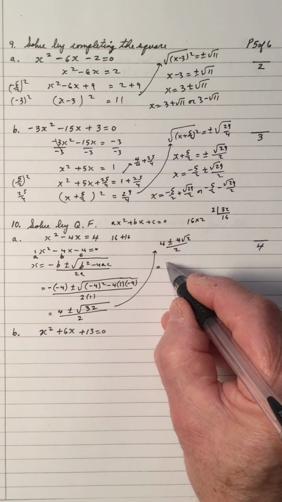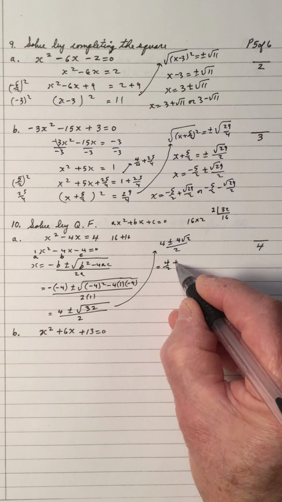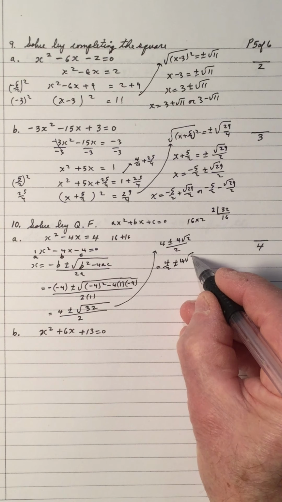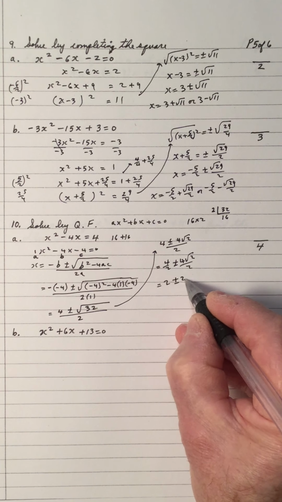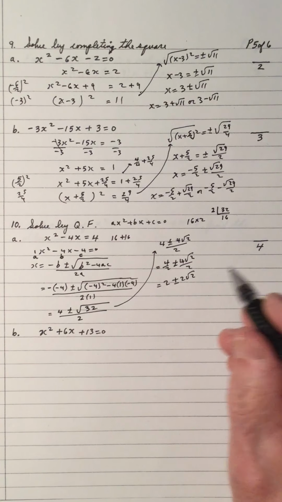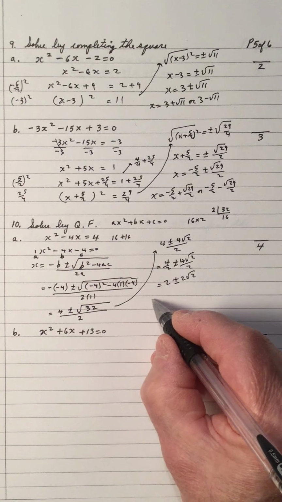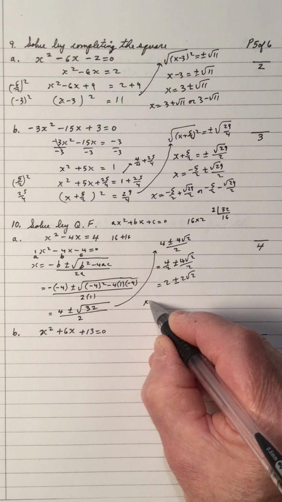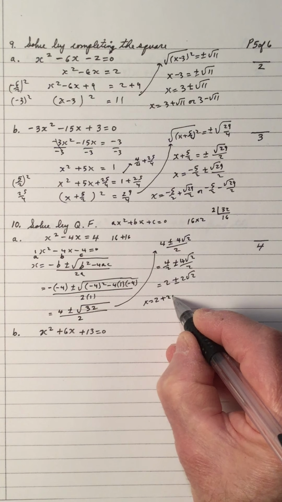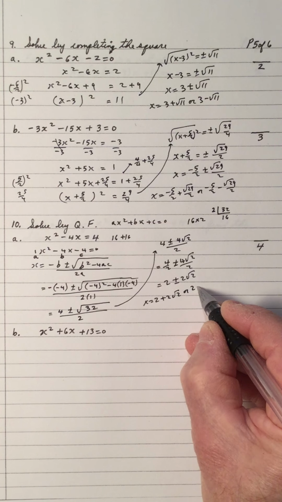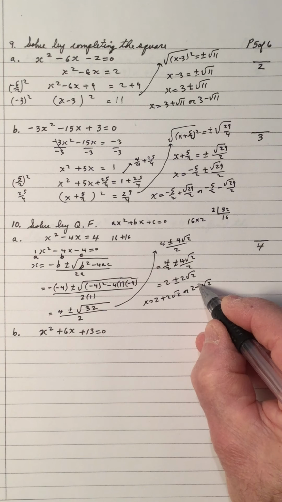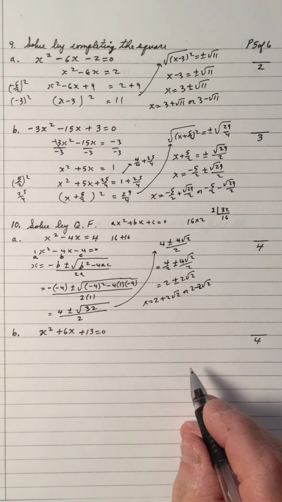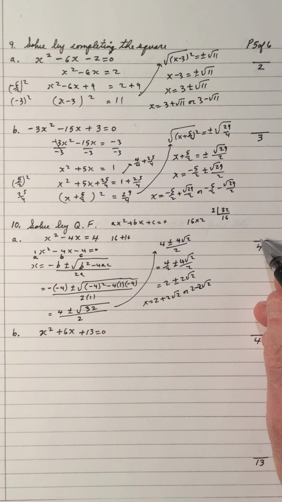We can't add or subtract these, so 4 over 2 plus or minus 4 root 2 over 2. So that's 2 plus or minus 2 root 2. And then that's the 2 roots. Again, the 2 of them are x is 2 plus 2 root 2 or 2 minus 2 root 2.